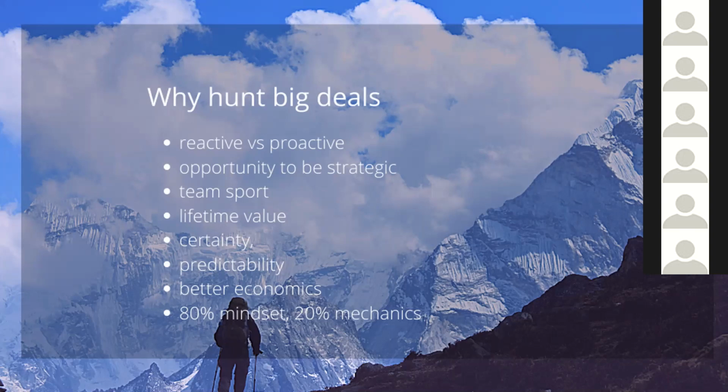And while, yes, going after a Costco or a Walmart or a Verizon might seem daunting, it really is 80% mindset and 20% mechanics. Jamie Sharp, Sales for Life, said, in his experience, 45 days to win an SMB client average 500K, 90 days to win a big deal for 6 million. So you could do the math on that.